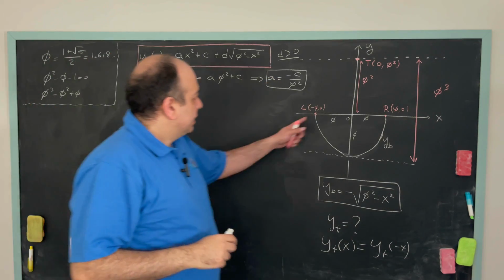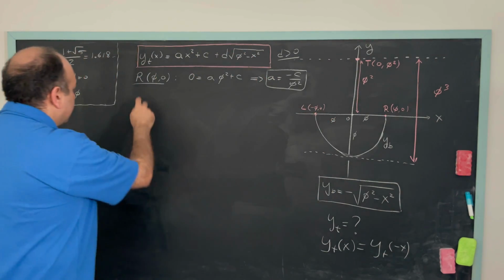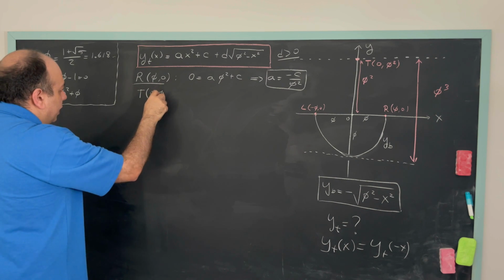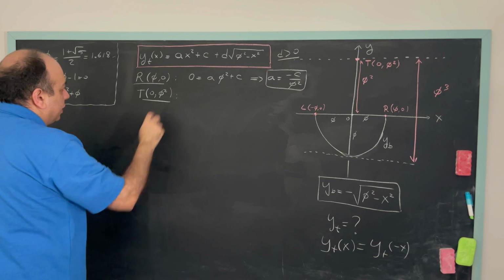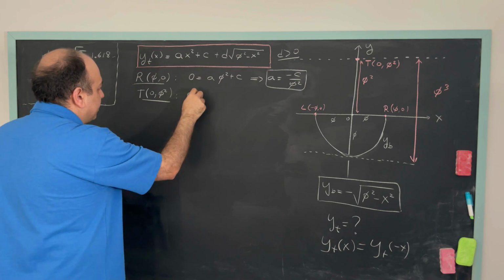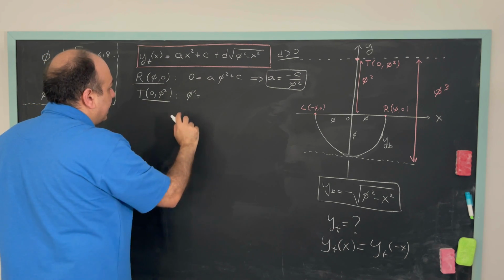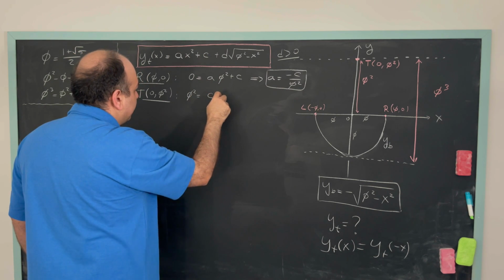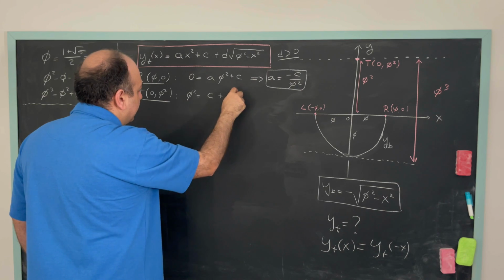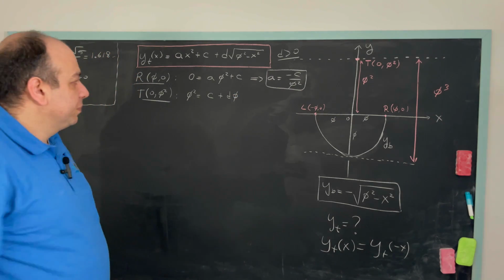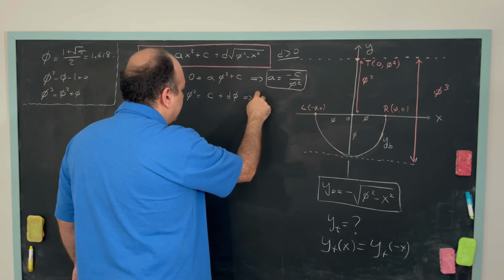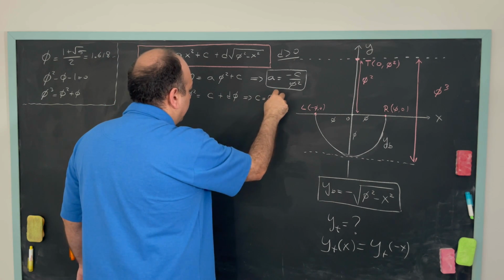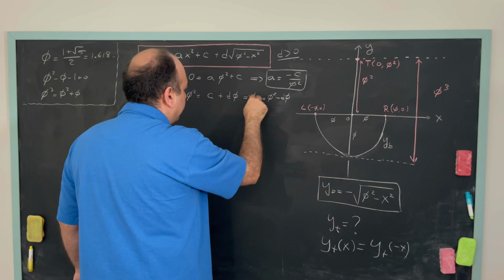So let's look at point T now. When we are at point T, the x coordinate is 0, the y coordinate is phi square, right? So now phi square must be equal to, with x equal to 0, this is 0, then this is c plus d times phi, right? So then c is simply equal to phi square minus d phi.